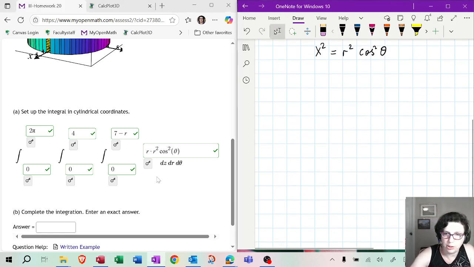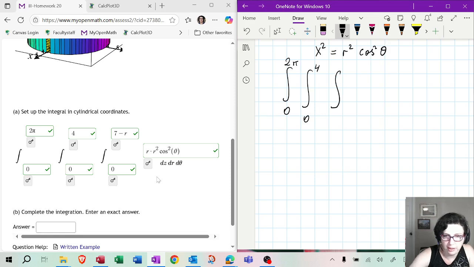All right, so now let's go ahead and integrate. The first thing we have to do is integrate the inside, because this integral cannot be split yet. One of the limits has variables, so we cannot split it.